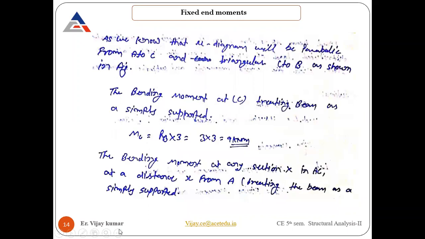Now, if you see in this case also, the loading is not symmetric, so we have to consider two different segments, and then we are going to add them together and get the value. So the bending moment at any section X in the AC segment, which has the UDL loading, at a distance X from A, treating the beam as simply supported. Now I'm going to calculate the bending moment at any section X in segment AC, and a different moment will apply for the other portion, because the loading is not symmetric, it's varying.